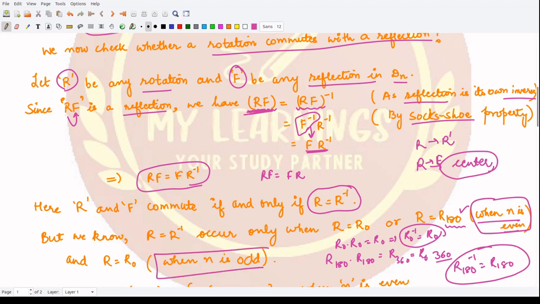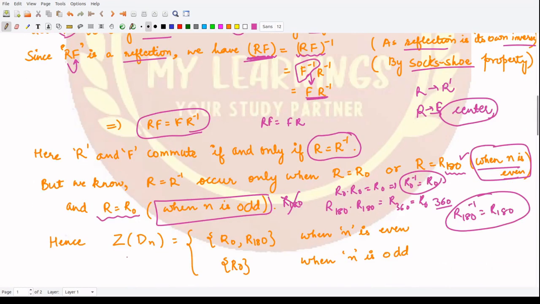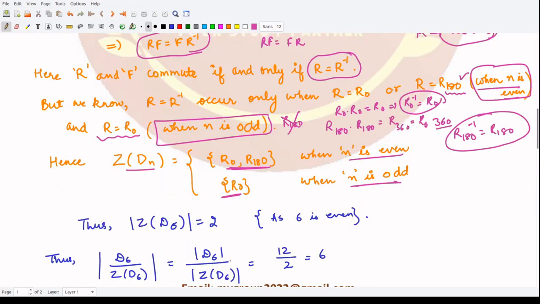we have n as odd, R180 is not present there. If that is not present, only R0 is present. So that means whenever our n is even, we have only 2 elements present in the center, and when n is odd, we have only one element, which is the identity element, present in the center, right?